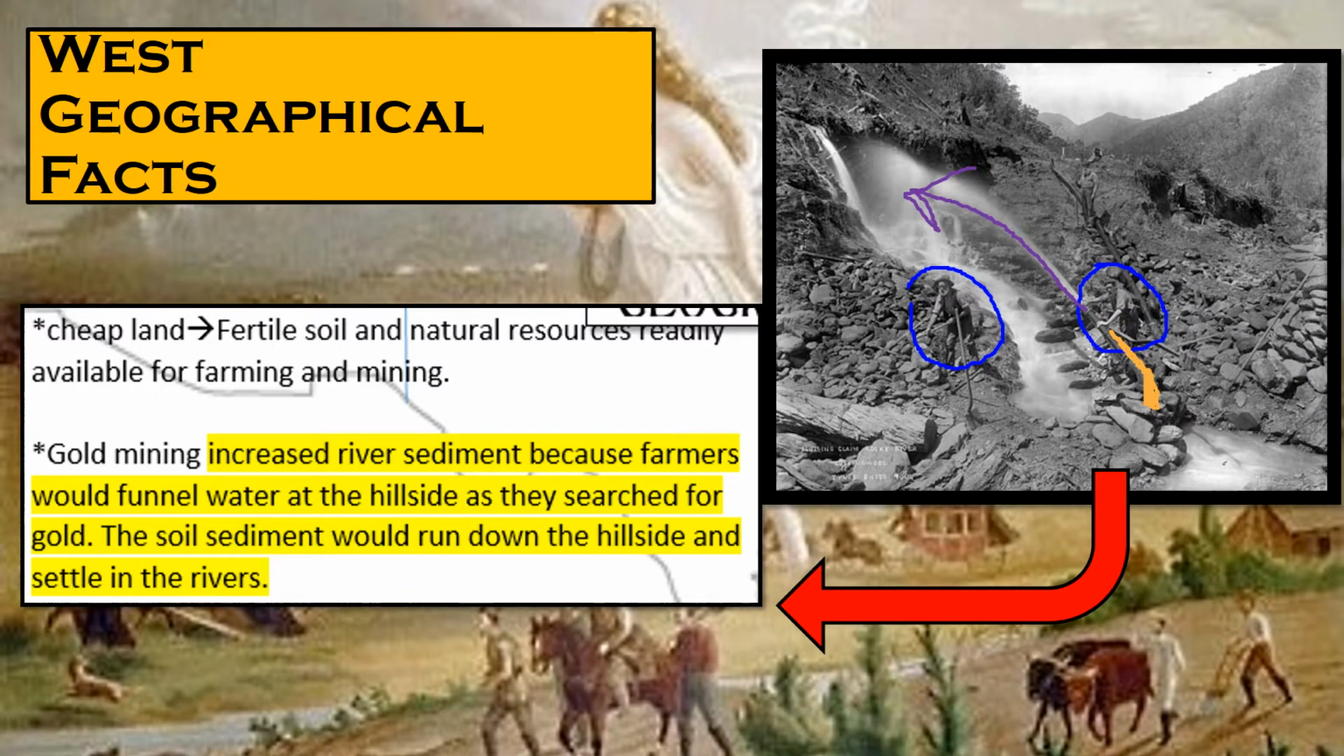But meantime, the water is going from here, spraying there, to running down, and anything that was not meant to stay, if it wasn't heavy, if it wasn't a rock, rocks would typically just fall right there, but any other soil would rinse off into the river. So this increased the settlement into the rivers, because the soil sediment would run down the hillside and settle into those rivers.